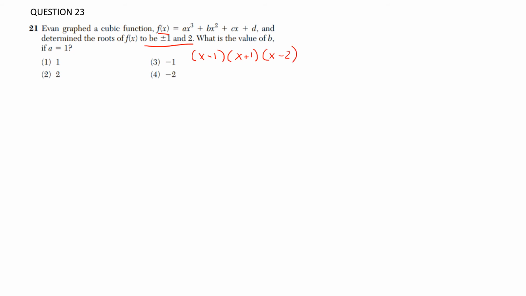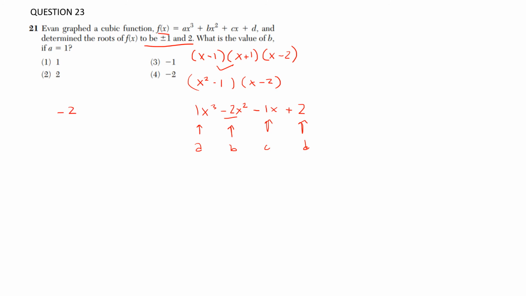Now, if we multiply these out, let's start with the first two terms. We get x squared minus 1, and then we can multiply that by the x minus 2 term. We get x cubed minus 2x squared minus 1x plus 2. Now in this case, we can identify that this coefficient is a, this coefficient is b, this coefficient is c, and this coefficient is d, right? A does indeed equal 1, which makes b equal to negative 2.